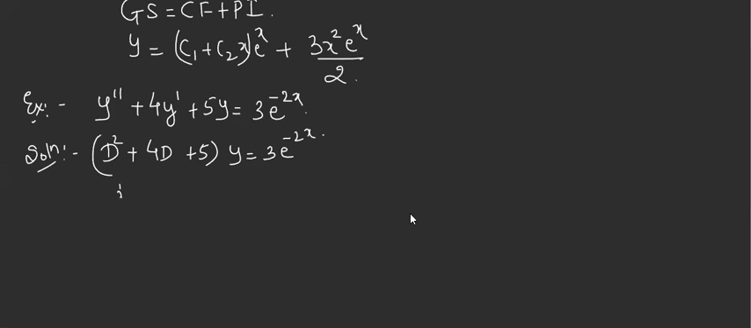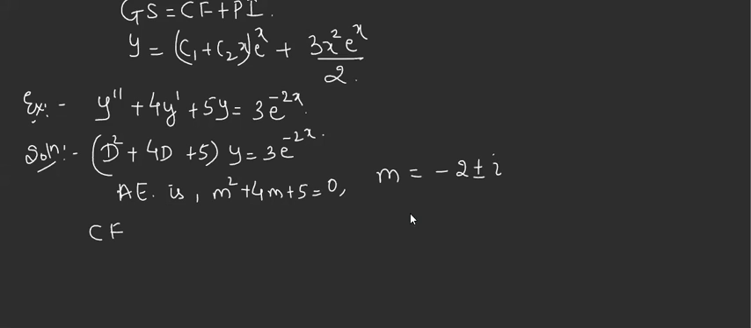Non-homogeneous. Yeah. Let us first find CF. Auxiliary equation. Tell me the roots. -2 plus minus i. Very good. They are complex roots. So CF is what?